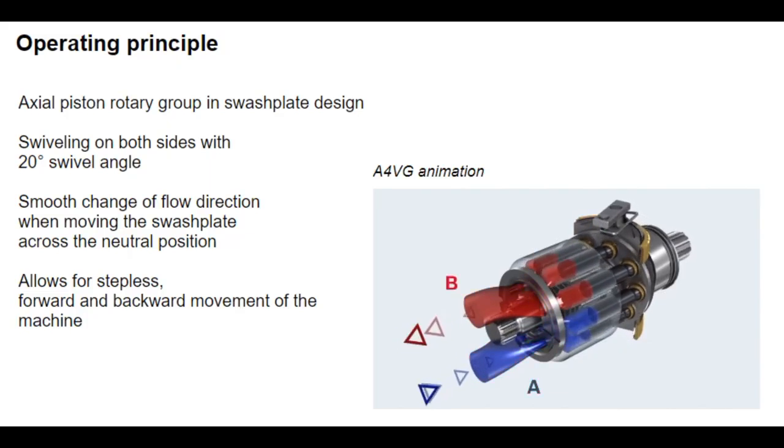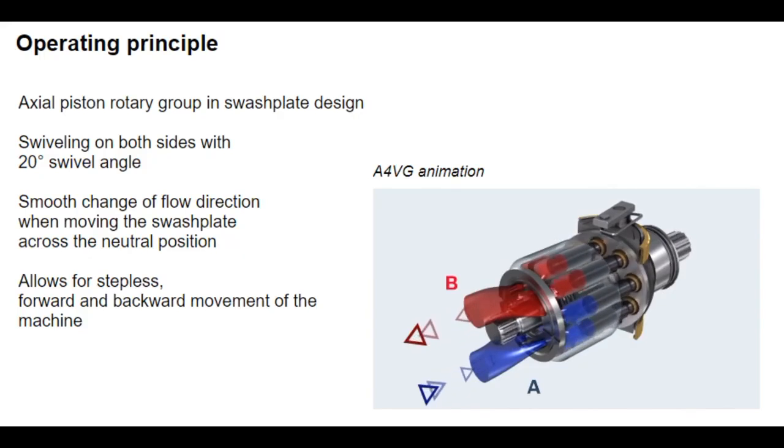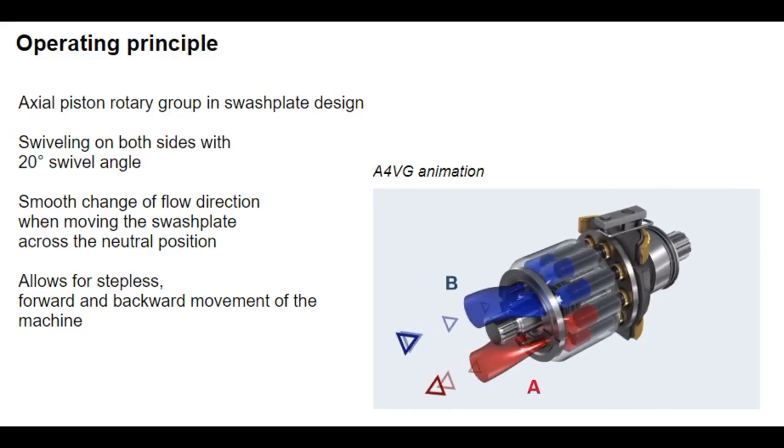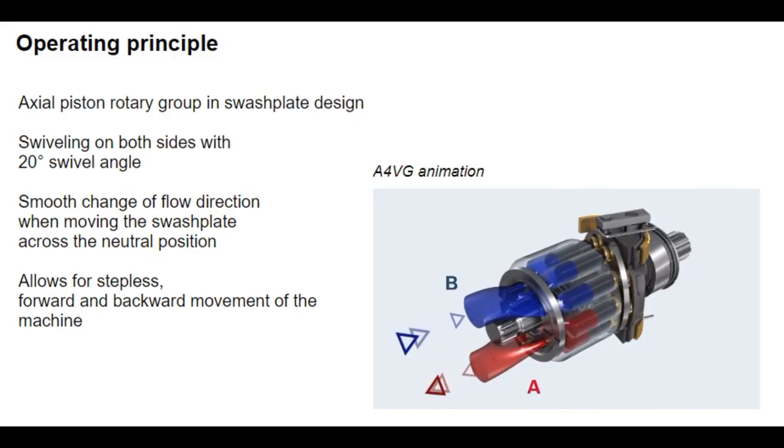The swivel angle of the cradle is infinitely variable. Changing the swivel angle alters the piston stroke and, with it, the displacement. Increasing the swivel angle increases displacement, while reducing the swivel angle decreases displacement accordingly. Depending on the direction of the swivel angle, the top or bottom of the rotary group is charged with high pressure. The smooth change of the flow direction by moving the swash plate through the zero position causes at the hydraulic motor a smooth changing direction of rotation. That is, the vehicle can thus go continuously forward or backward.